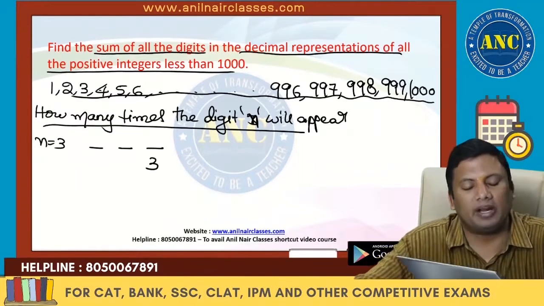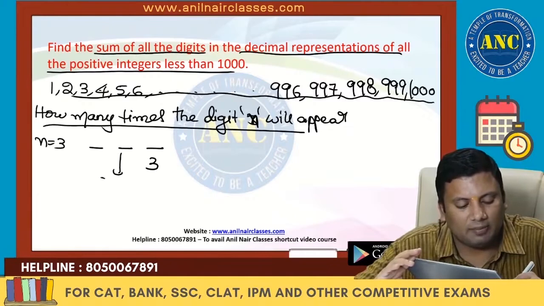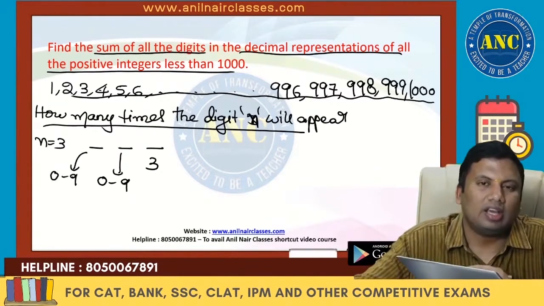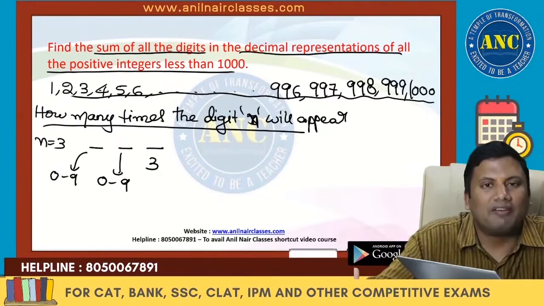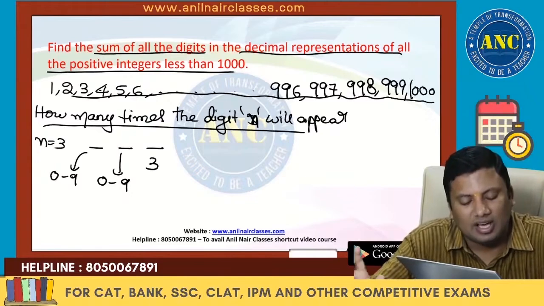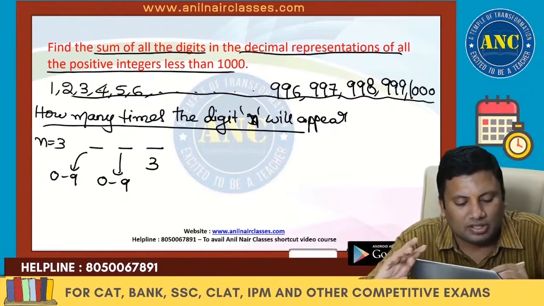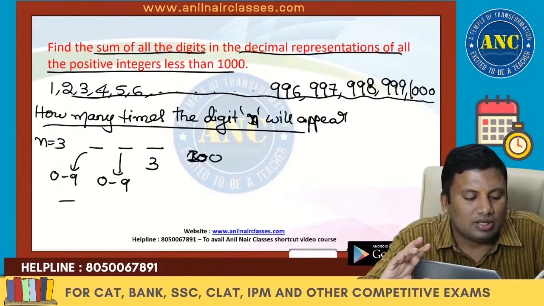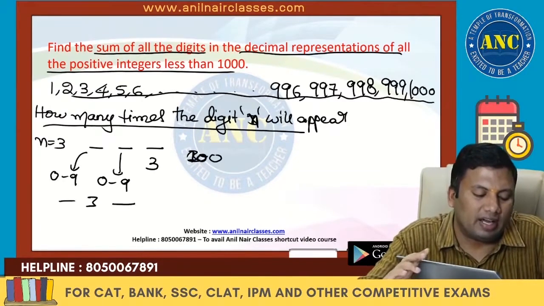If the units place is 3, the other places can be from 0 to 9. If the leftmost is 0, I will get all the possible 2-digit numbers. If both are zeros, I will get all the single digit numbers. So 10 into 10, 100. Similarly, the tens place can have 3.